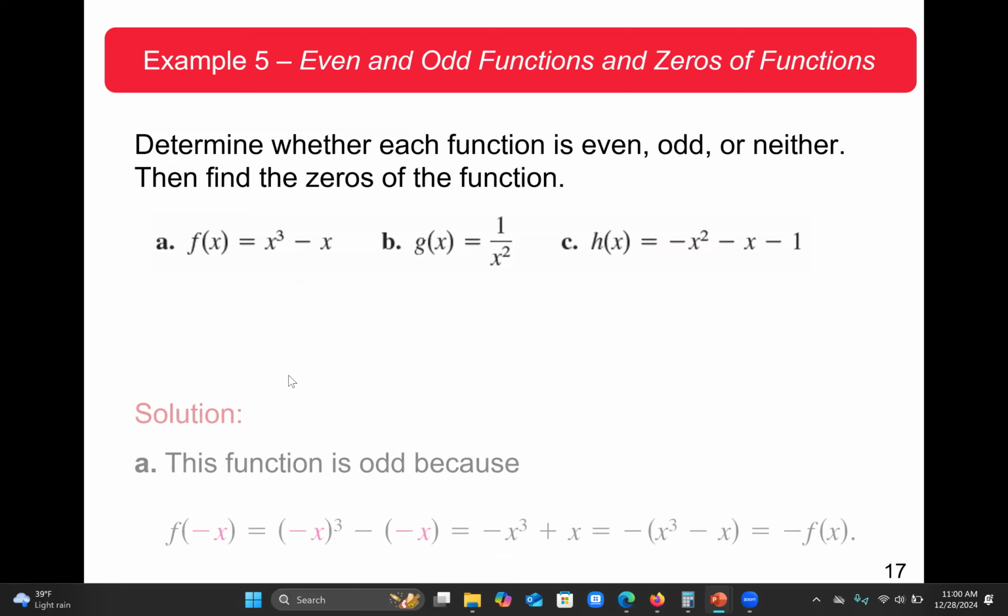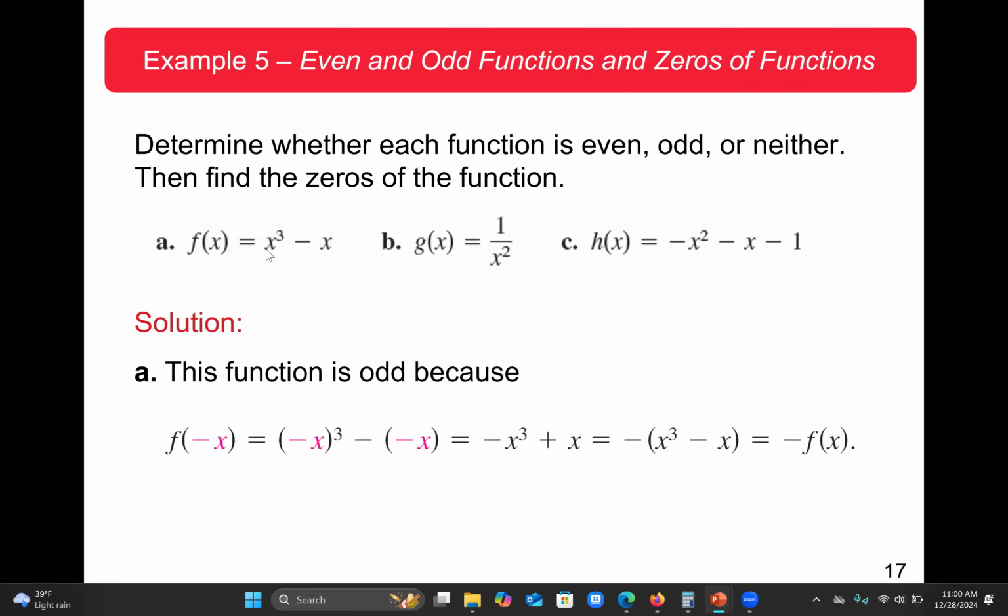So here we are going to write down f at x equal to x cubed minus x. So I'm going to see if I'll get the same x cubed minus x if I replace x with negative x. So f at negative x will give me negative x cubed minus negative x, which gives me negative x cubed plus x, which if I take the negative out, I'll get negative of x cubed minus x. And x cubed minus x is what I have here. So I have negative f at x. So this means f at negative x equals negative f at x. So this function is odd.